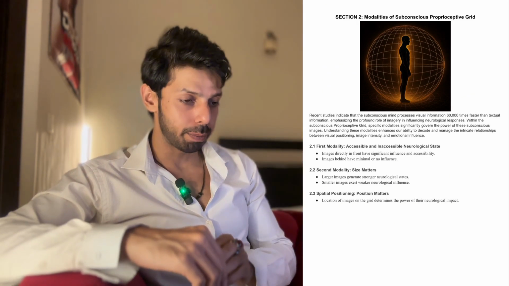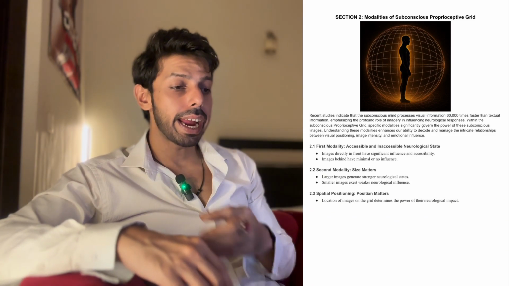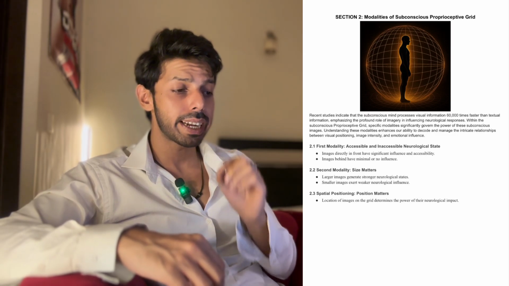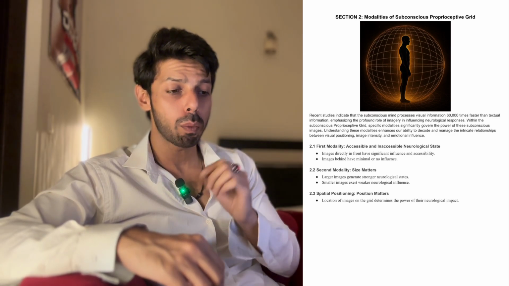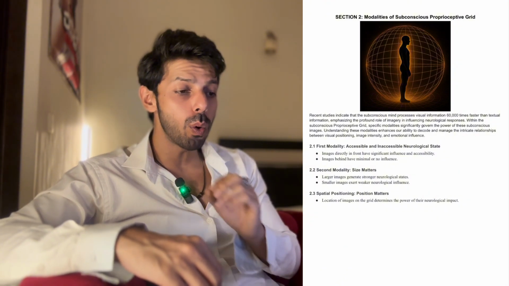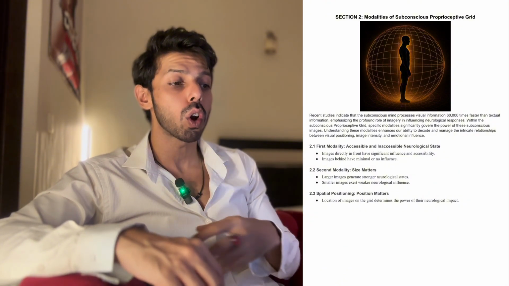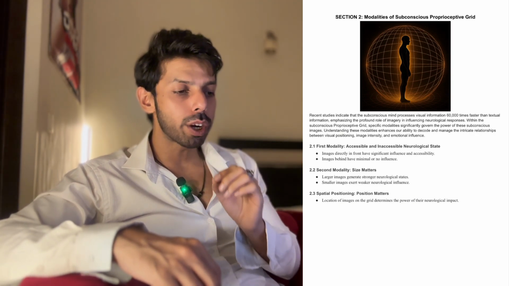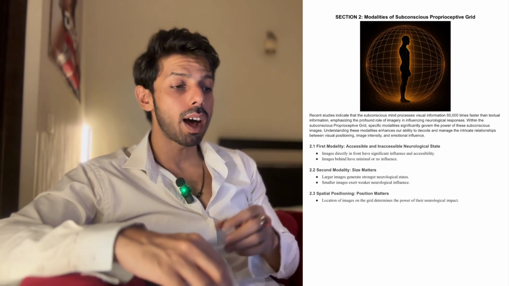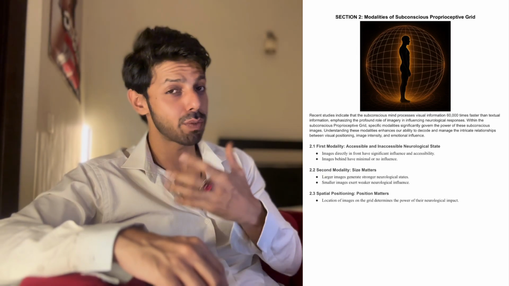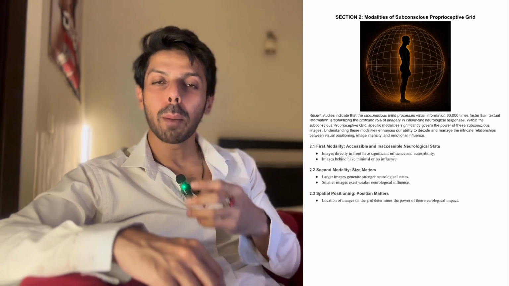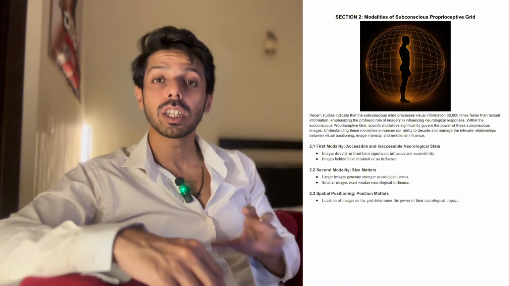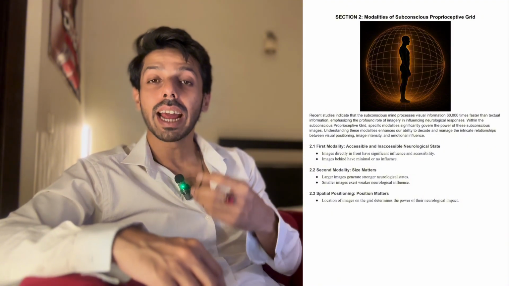So let's understand that. Recent studies indicate that the subconscious mind processes visual information 60,000 times faster than textual information, emphasizing the profound role of imagery in influencing neurological response. Within subconscious proprioceptive grid, specific modalities significantly govern the power of these subconscious images. As we were talking about, the moment you recall a particular memory, the feeling also comes back. So that means within that particular image is also the neurological state that is being stored.